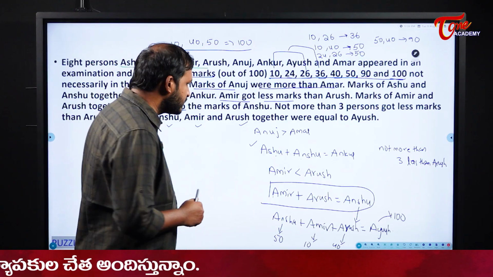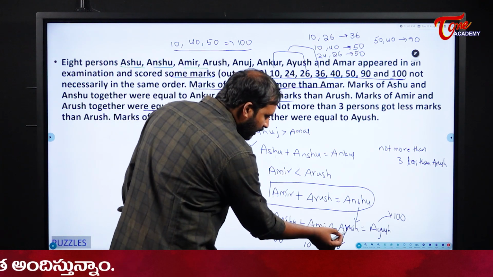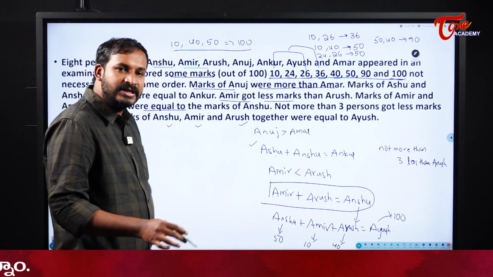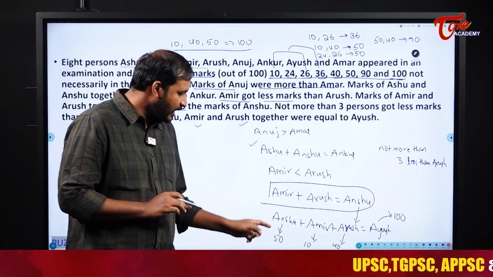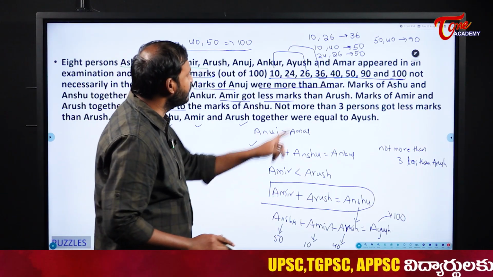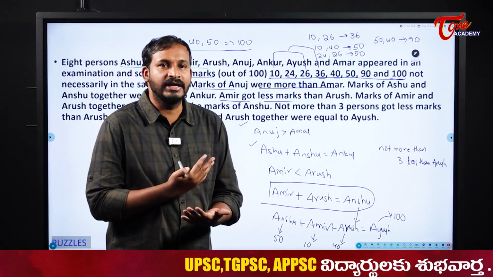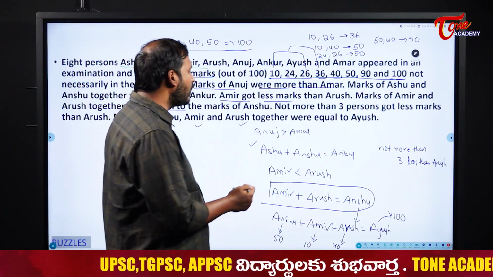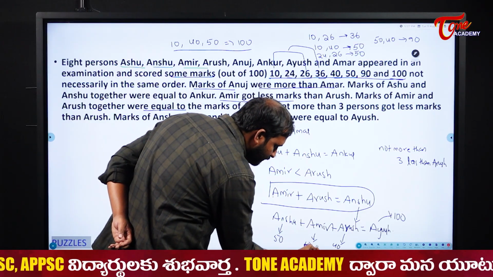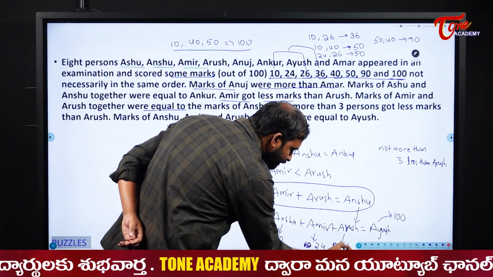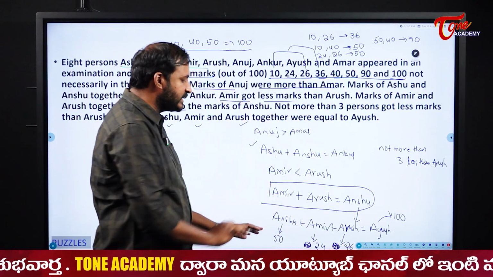Please observe here, students. Why? Because I have already taken Arush's value as 40. So what is the mistake we have done? Anshu 50 is okay. Anshu's mark 50 is fine, but it is not with 10 and 40. Then what do I need to choose, sir? I need to choose 24 and 26. So Amir will become 24, Arush will become 26. Still the logic continues for us.